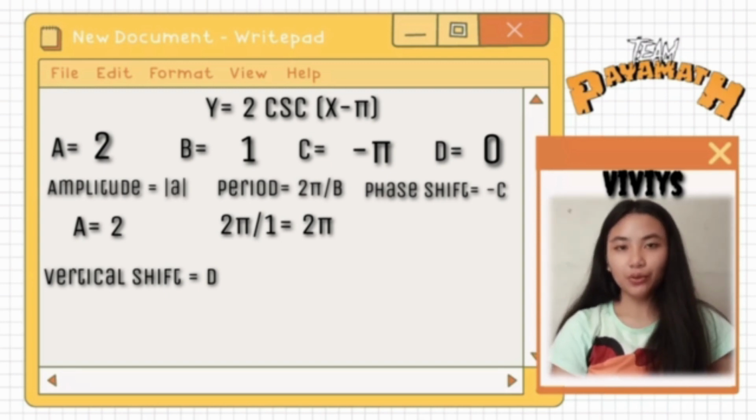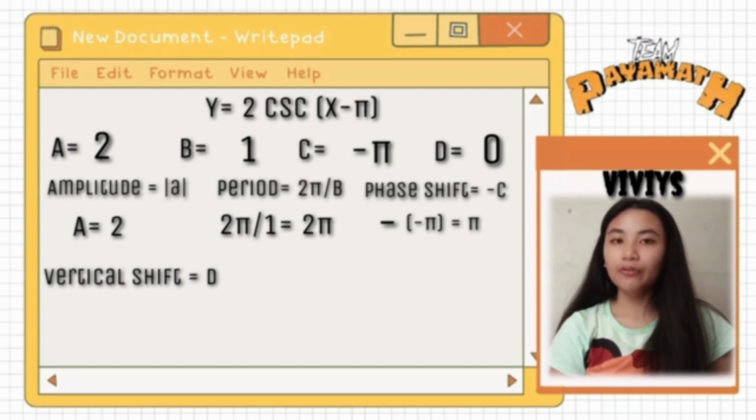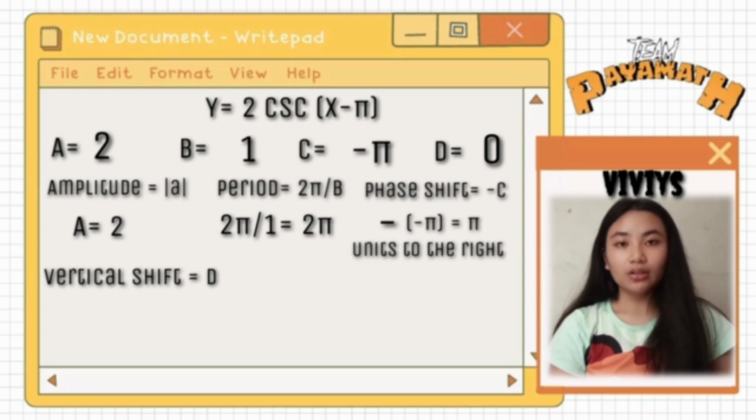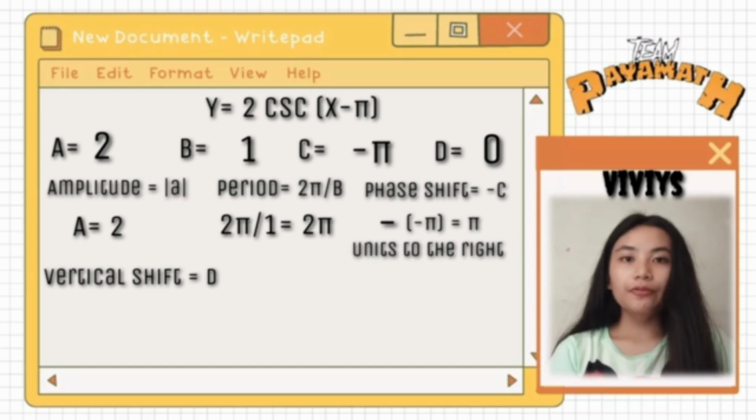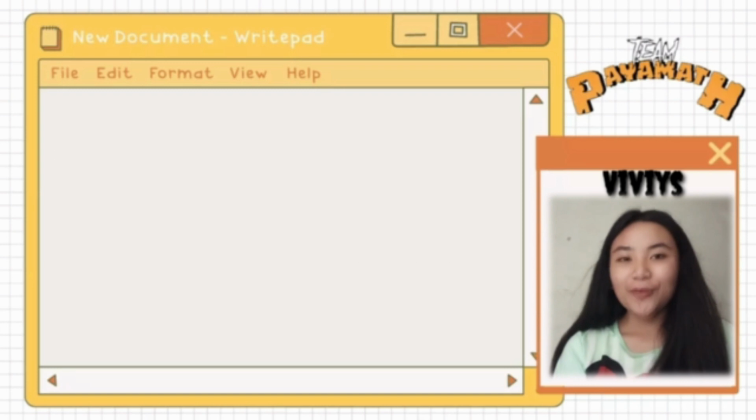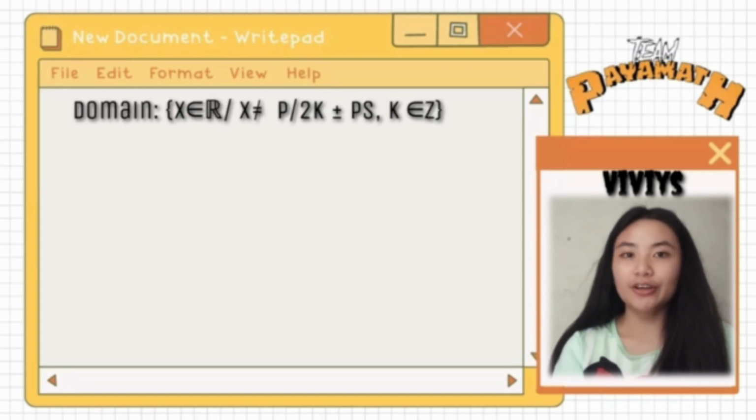For phase shift, we are going to bring down the negative and substitute the value of c. And our c will be negative pi. And then we're going to multiply negative to negative pi, and our phase shift will be positive pi units to the right because our pi is positive. For the vertical shift, since our d is 0, then our vertical shift is none. For the domain, just substitute the value of p and the value of phase shift. So here we're going to substitute.